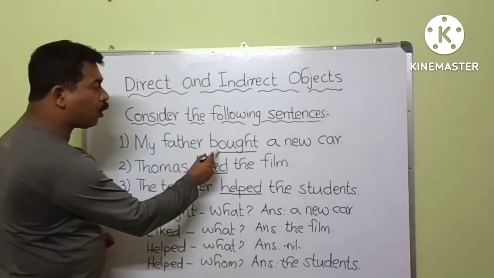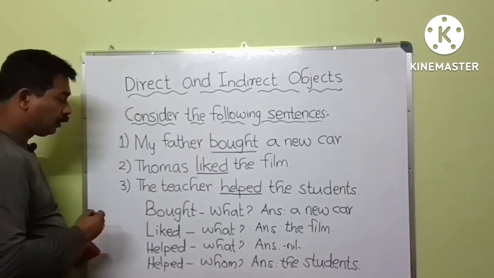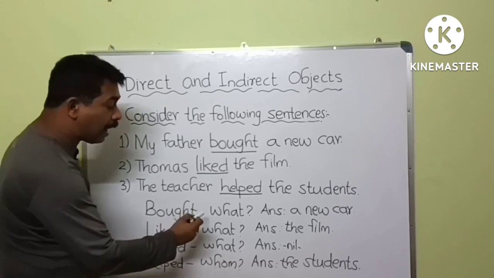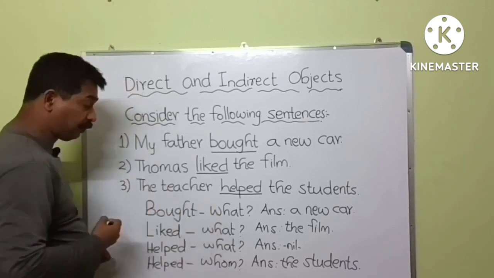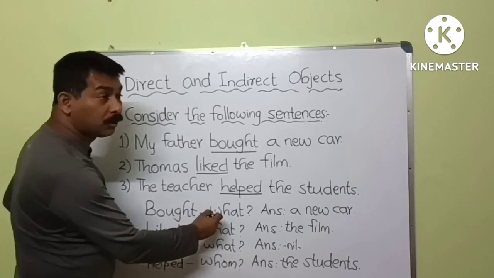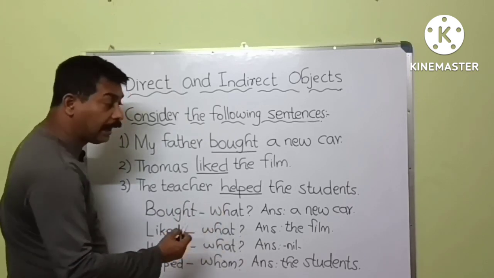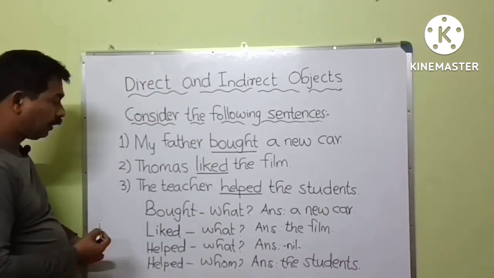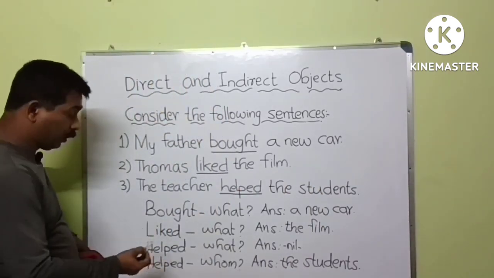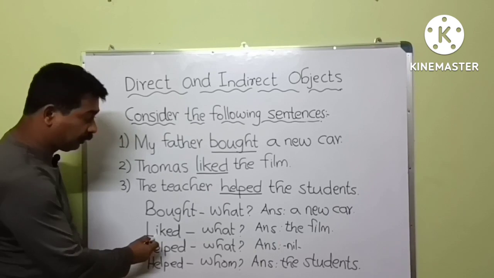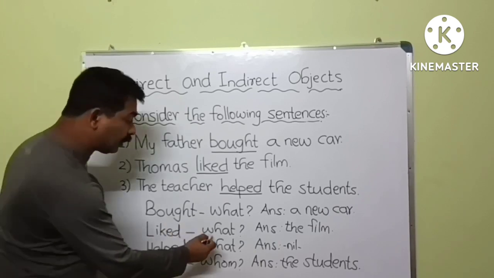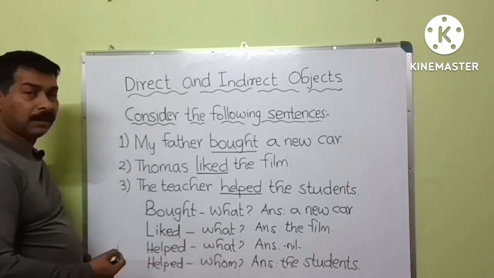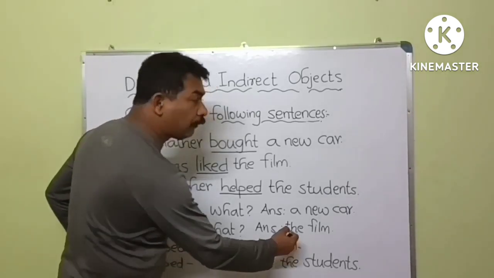In the first sentence, bought is the verb. We pick up the verb bought, then we ask the question what. Bought what? Here we have an answer, a new car. Then the second verb, that is liked. We ask the first question, what. Liked what? We get the answer, the film.